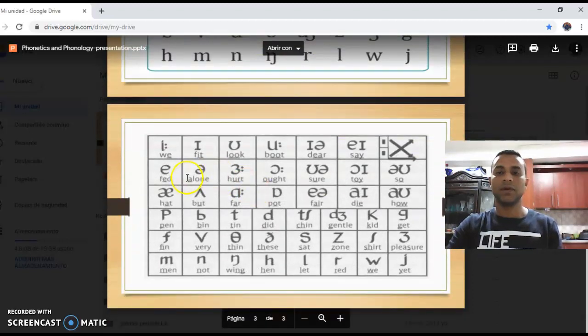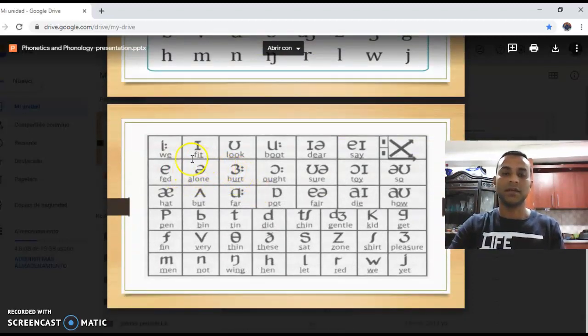Now here could be the way they probably sound in words. I as in we, I as in fit, u as in look, u as in book, I as in deer, a as in say, e as in bed, a as in along, e as in hurt, o as in oat.